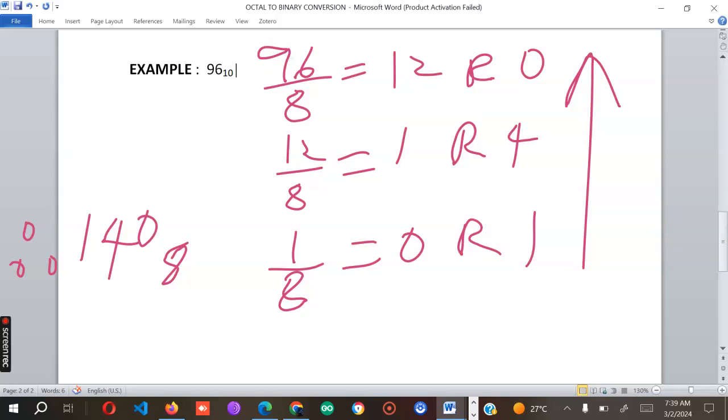In my next class, we will cover decimal to hexadecimal conversion.